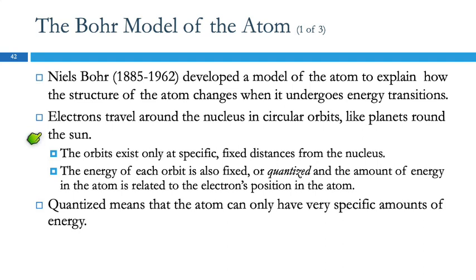So Bohr's model of the atom resembles the solar system. So we have electrons traveling around the nucleus in circular orbits, like planets orbiting the sun. Those orbits exist only at specific fixed distances from the nucleus. That's also true of our solar system. And the energy of each orbit is fixed. We say that's quantized. There are only certain energy platforms possible. The amount of energy in the atom is then related to the electron's position in the atom. So let's just talk about what quantized means for a minute.